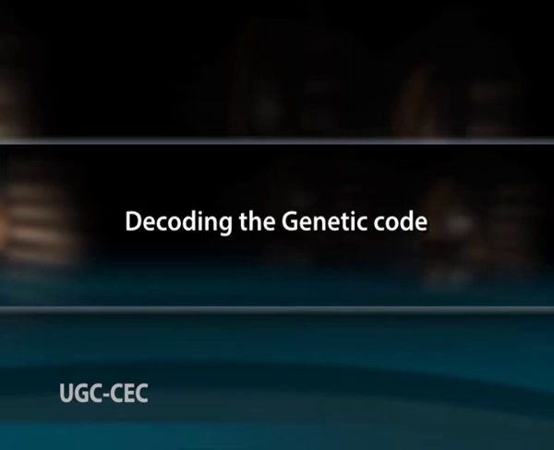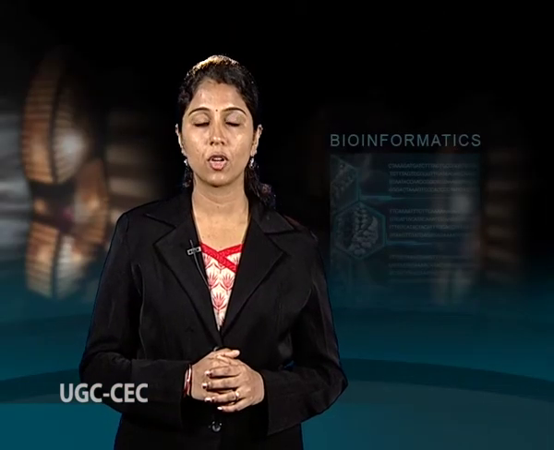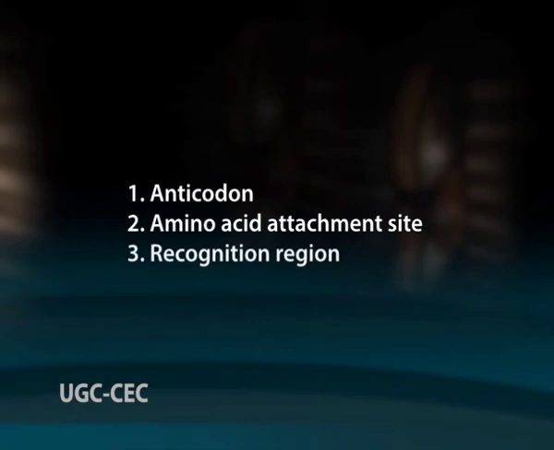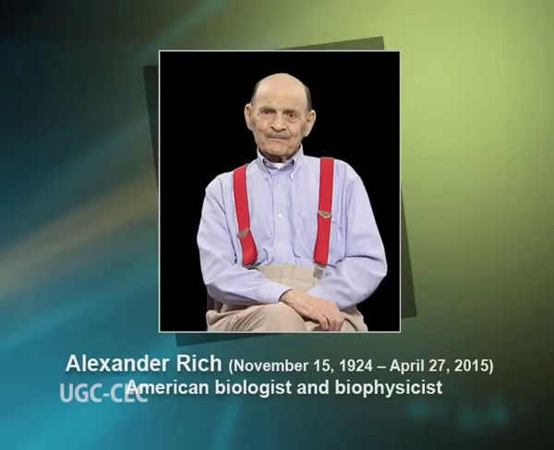Decoding the genetic code. The decoding of the codons on the mRNA to a meaningful amino acid sequence is possible by the help of a tRNA molecule and a set of enzymes called amino-acyl tRNA synthetases. 3 regions of each tRNA molecule are used in the decoding of mRNA. They are anticodon, amino acid attachment site and recognition region.